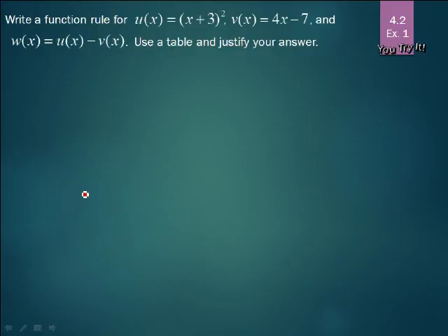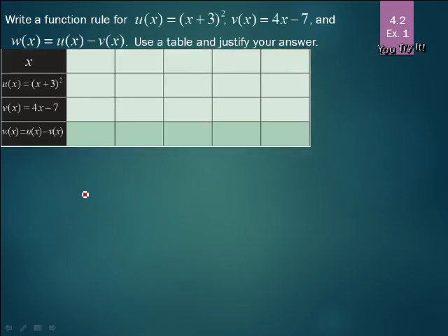Write a function rule for u of x equals (x plus 3) squared, v of x equals 4x minus 7, and w of x equals u of x minus v of x. Use a table and justify your answer. Okay, so here's our table.